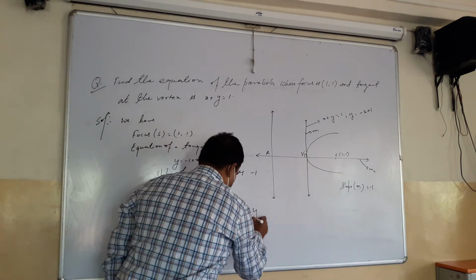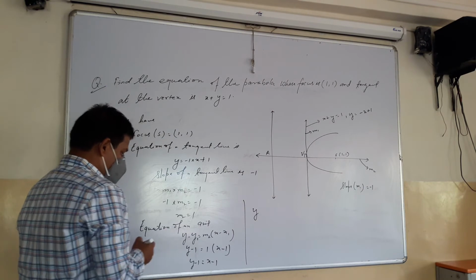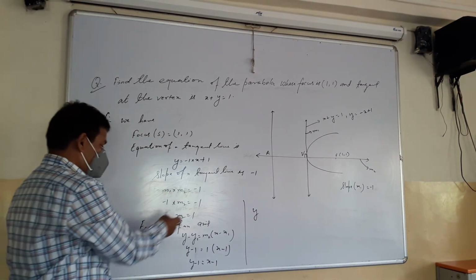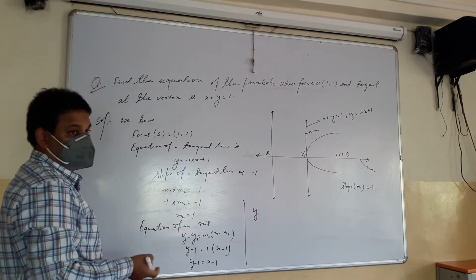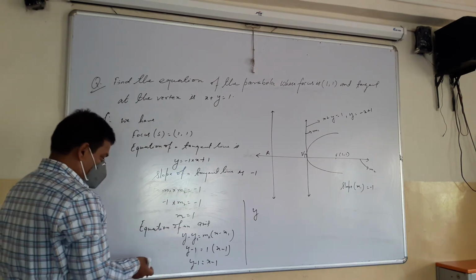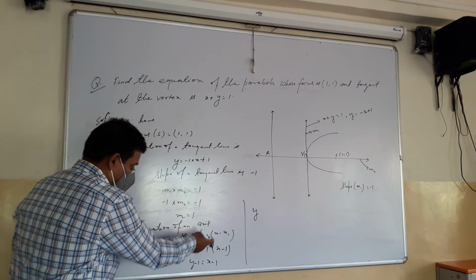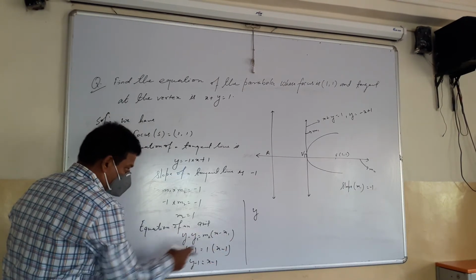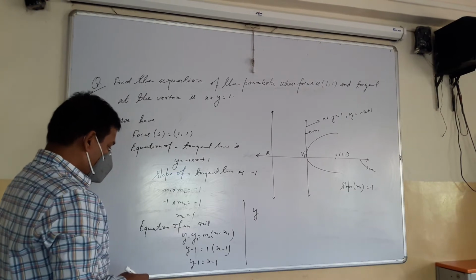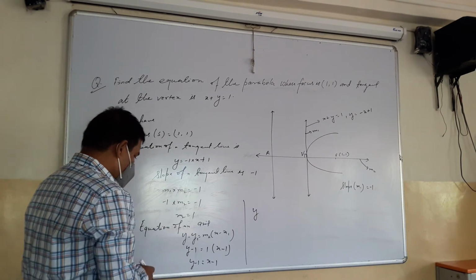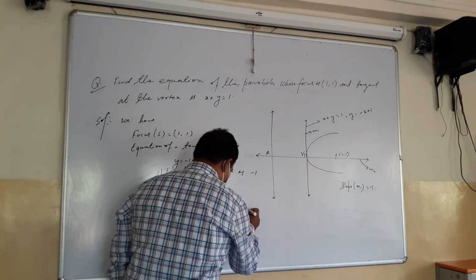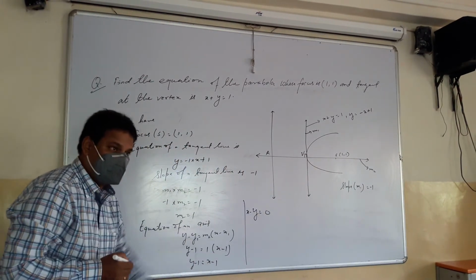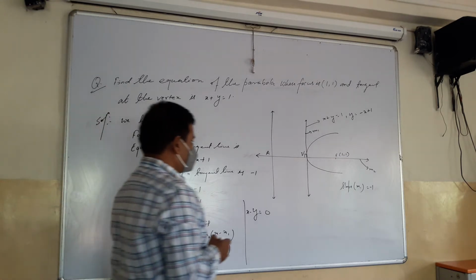So the slope is taken as the negative reciprocal, right? Yes, sir. The negative reciprocal is 1. So y minus 1, m2 is 1, x minus x1, here x minus 1. So you got here x minus y equal to 0. This is the equation: x minus y equal to 0.